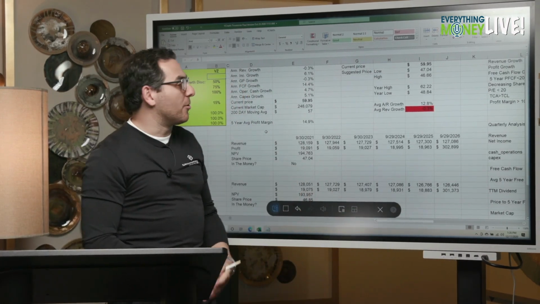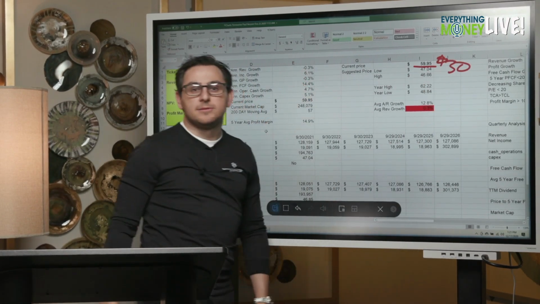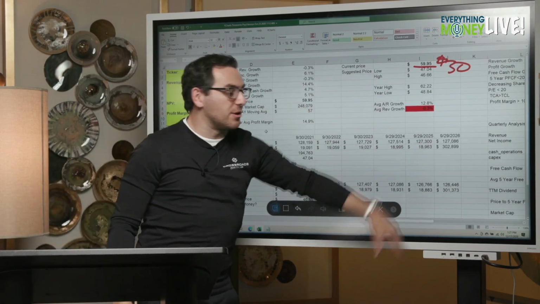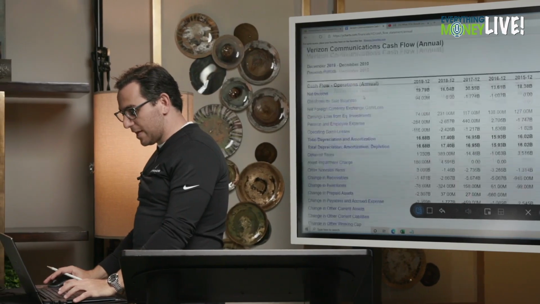I don't know the exact number. All I know is if Verizon tomorrow was $30, I'd be very excited. I'd be extremely excited if Verizon was $30, right? Let's go see when was the last time Verizon was $30. Probably a long, long time ago.